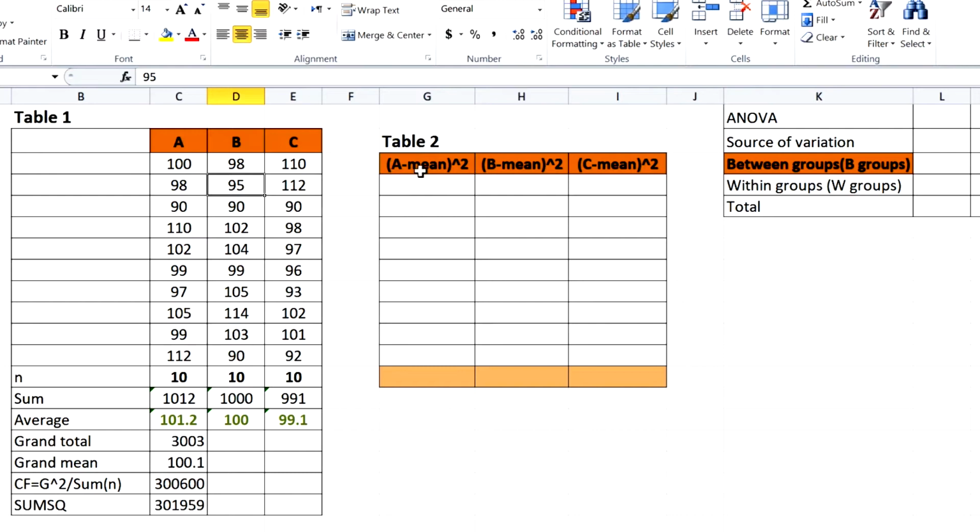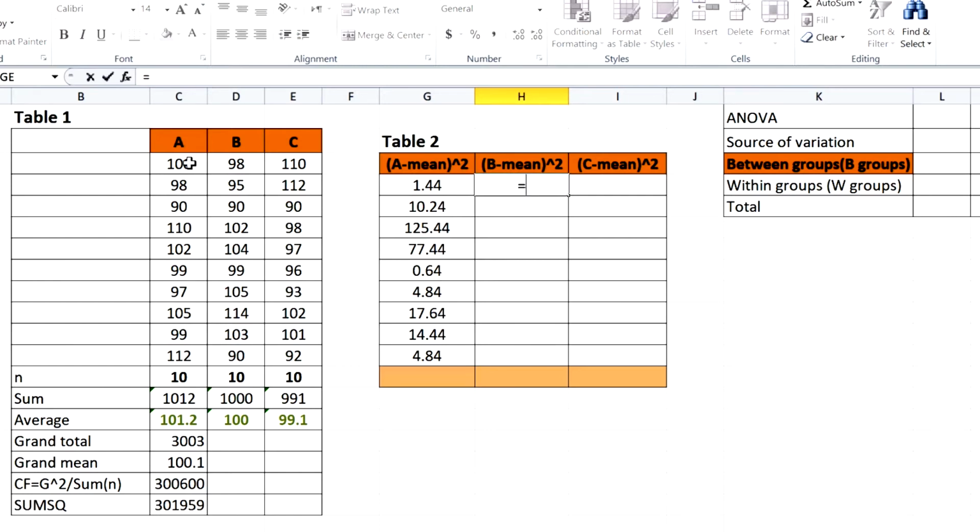In the second table, A minus mean squared means each reading in group A minus the average of group A, squared. And B minus mean squared, also each reading in group B minus the average of group B, squared, and also for C. So I will calculate like this: equal to A, this reading, minus the average, and square. If I calculate it like this, I cannot calculate the other readings easily. So I should add the dollar sign here in this equation, enter. Then if I drag it like this, it will be calculated for all readings.